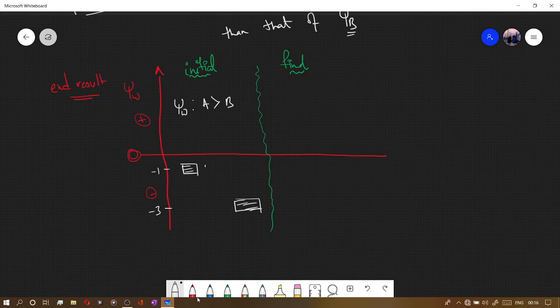Okay. So let me write this as psi, water potential of A, and this as psi, water potential of B. Now finally, what will happen? Let's give the final value psi dash. Psi dash, water potential of A will be equal to water potential of B, which implies that psi dash A minus psi dash B is nothing but 0.